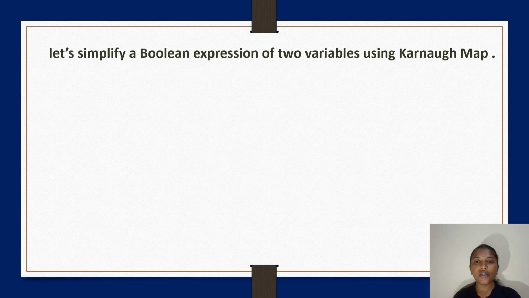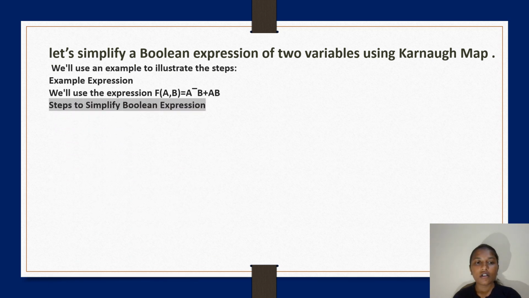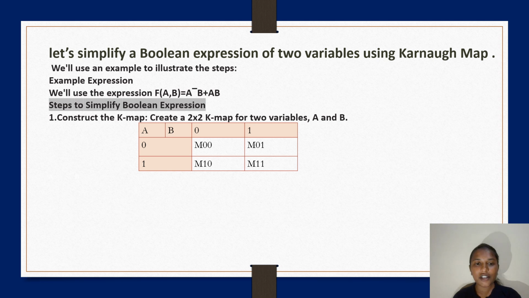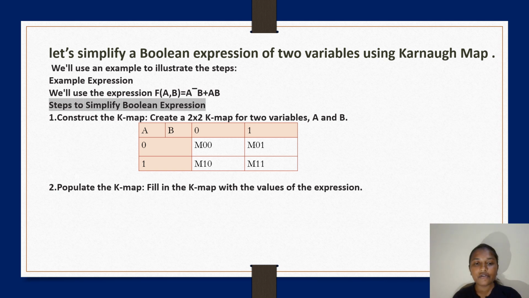An expression of 2 variables using a K-map. Here is my expression f(A, B) equals A bar B bar plus AB. There are certain steps to be followed to simplify a Boolean expression. First step is we should construct a K-map of 2 by 2 using the variables A and B. I have created a K-map using A and B as my variables, and I have to fill the K-map with the values of the given expression.